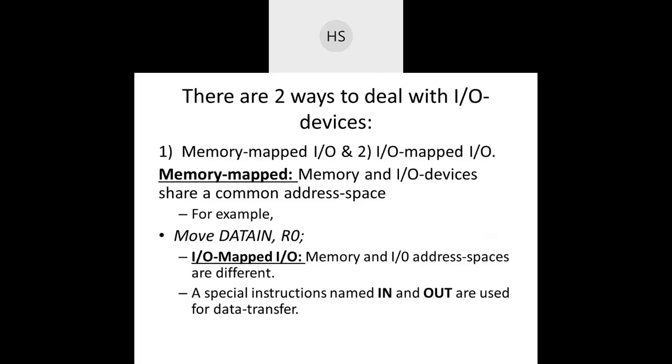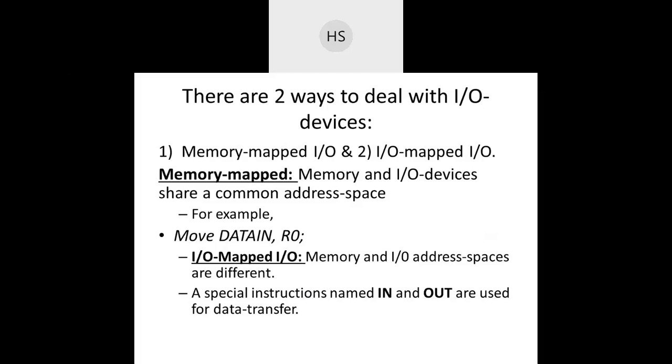And one more instruction, move data out, R0. Whatever data in was moved to your R0, that R0 content is now moved to your data out. So data out will be the buffer at the display unit or a printer. Whatever the output side will be, that is the data out buffer, and the input side will be the data in buffer.